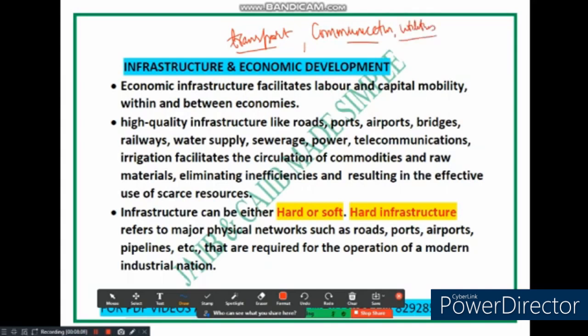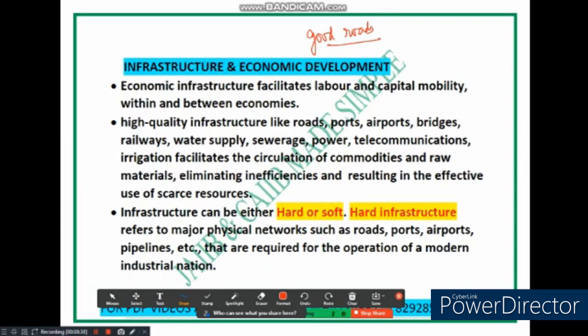When we have well-developed infrastructure, it becomes easier for people and capital to move around, both within the country and between different countries. For example, if there are good roads, a good airport and a communication network, it becomes easier for workers to commute to their workplace and for goods to be transported to different markets. This mobility allows businesses to grow, create job opportunities and attract investment.